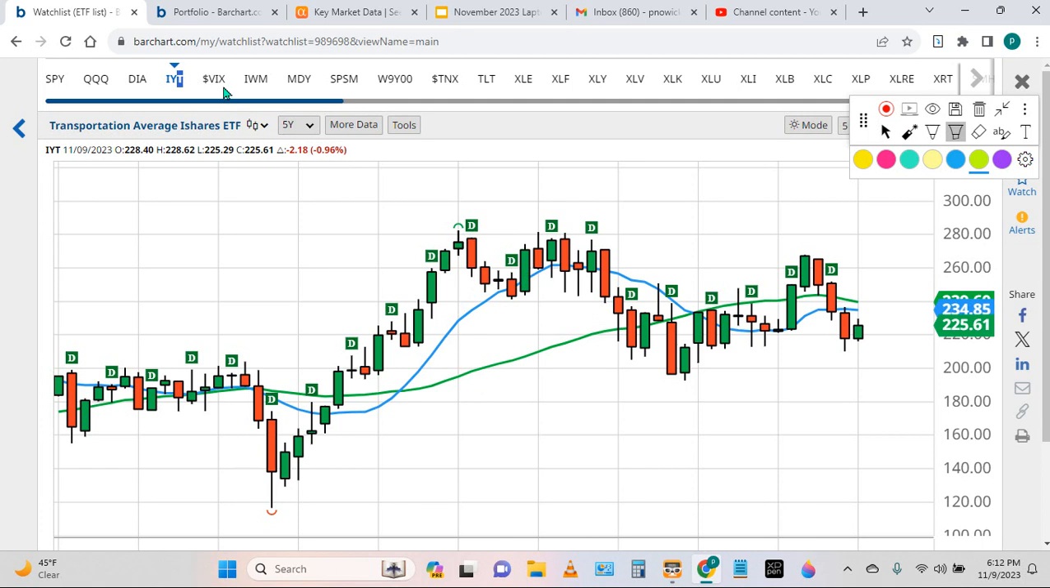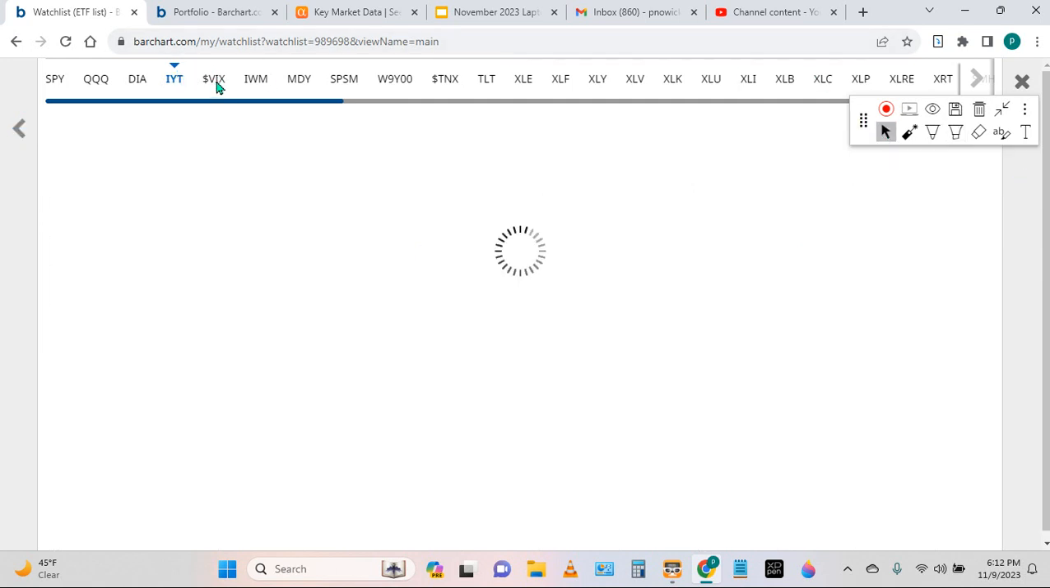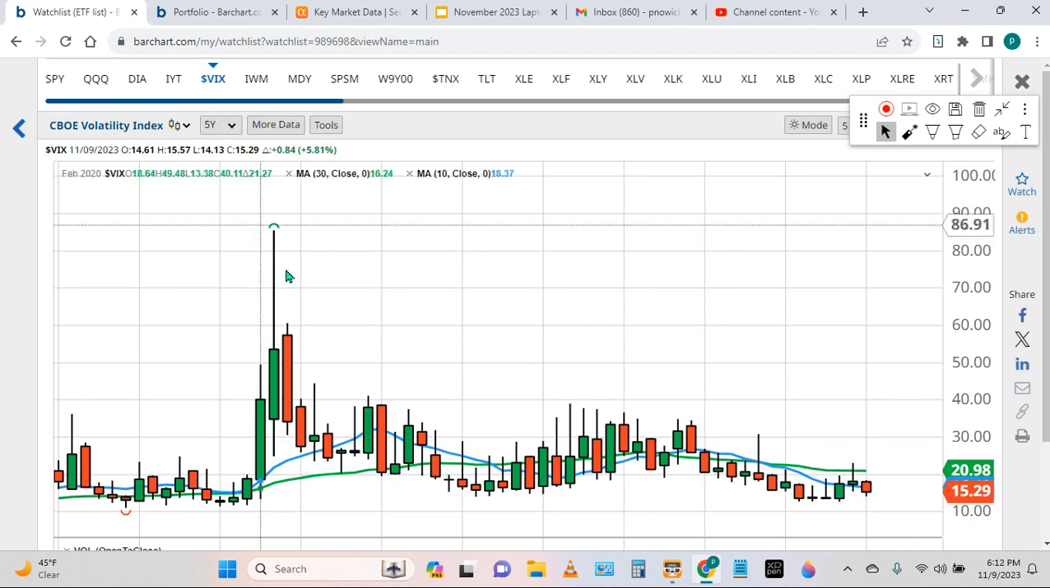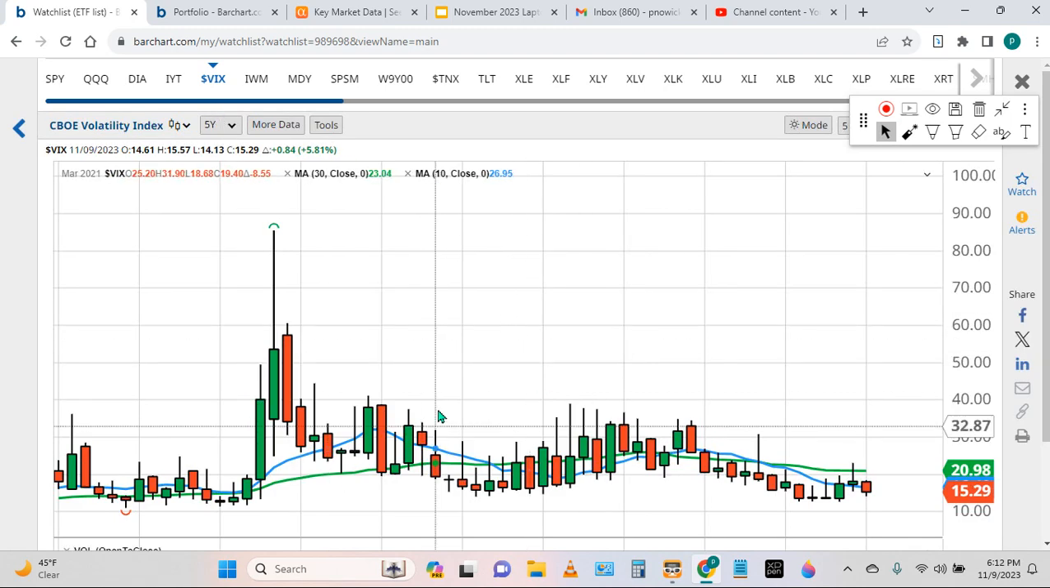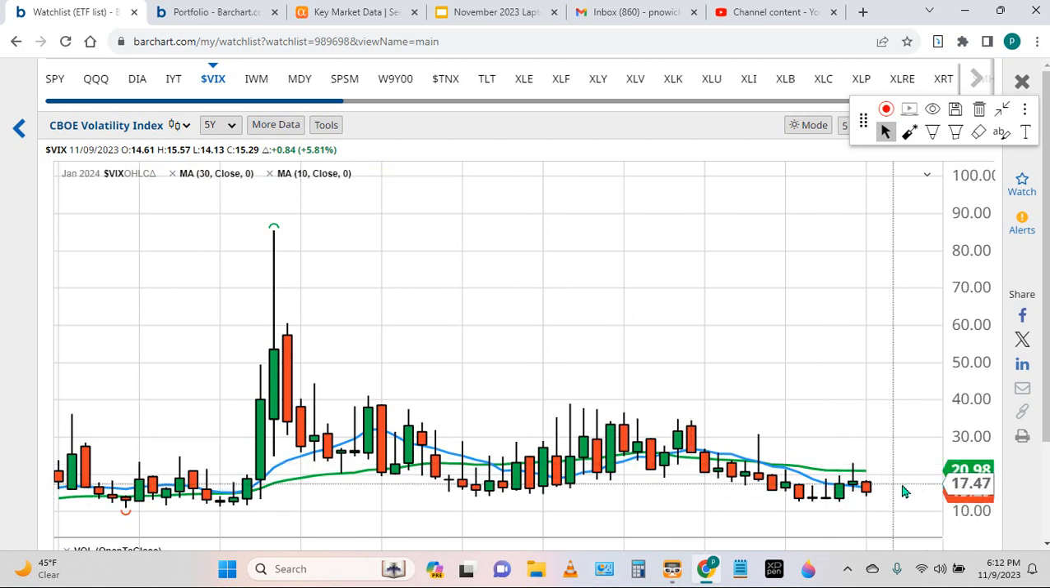A few more I like to watch would be the volatility index. This you can't trade, but you can just watch it. It just shows overall S&P 500 volatility. We are currently at a low point at 15.29. That would be considered fairly low.